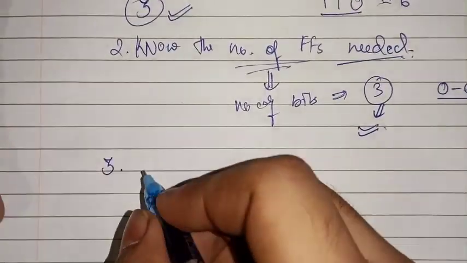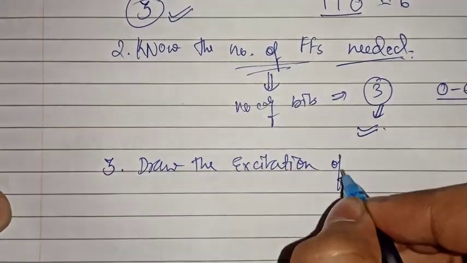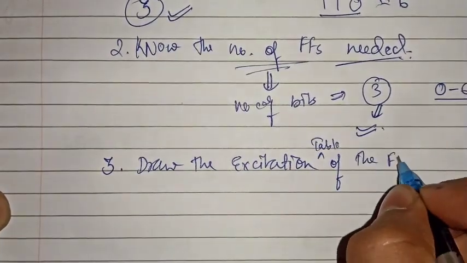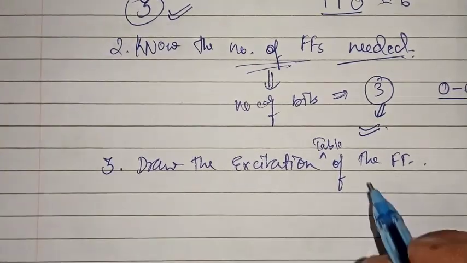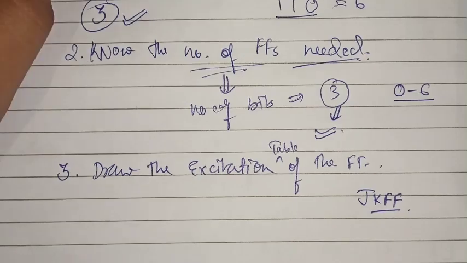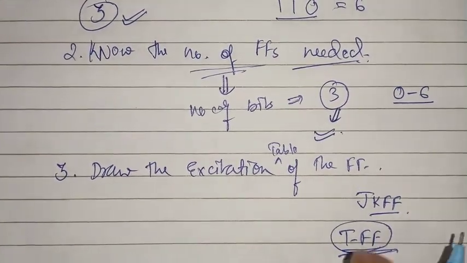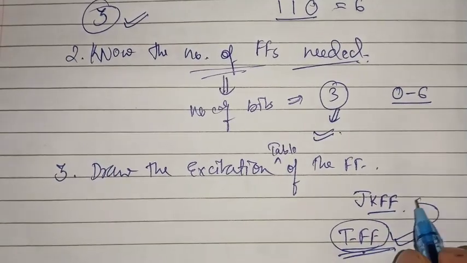Now the third step is to draw the excitation table of the flip-flop. Since we are going to use JK flip-flop for this experiment, there is one catch. I've told you in the beginning of this lecture that we'll be using the concept of T flip-flop. So this concept now comes into the picture. How will we use the logic of T flip-flop in a JK flip-flop?